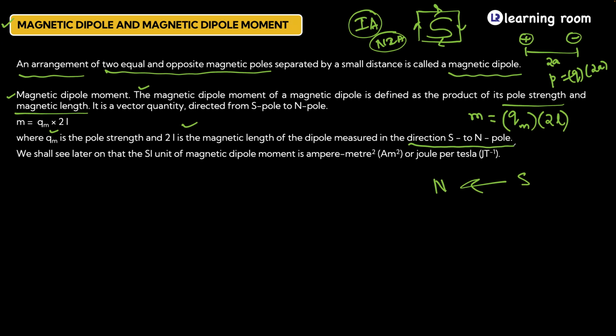And it is obviously understood that the SI unit of magnetic dipole moment is still going to be ampere meter square. And the other unit that we can use for magnetic dipole moment is joule per Tesla. It is also called in terms of joule per Tesla. Am I clear with this? Right? So make a note of it.